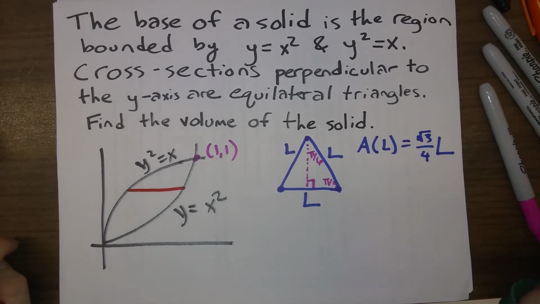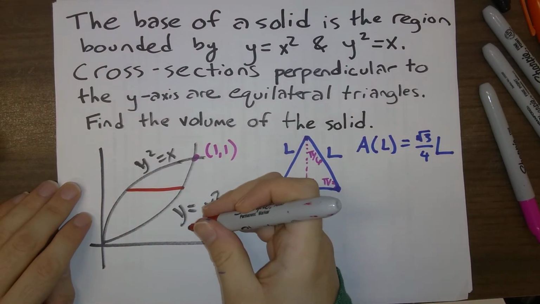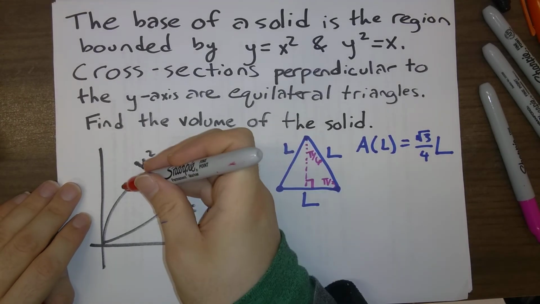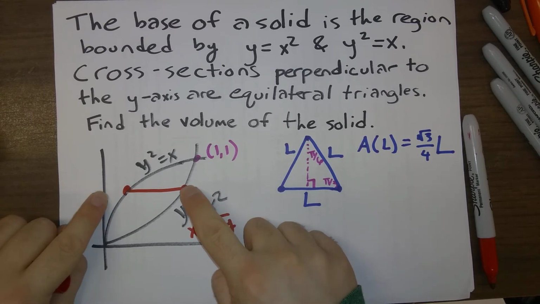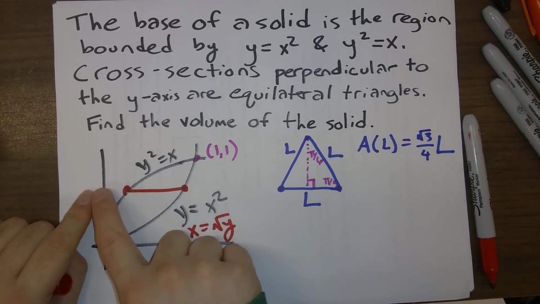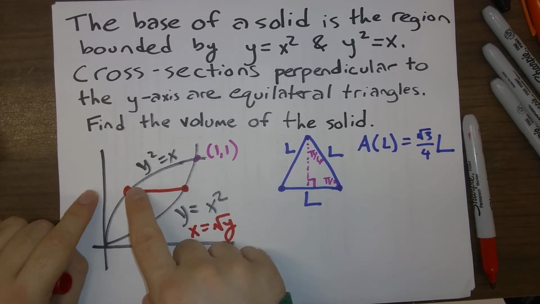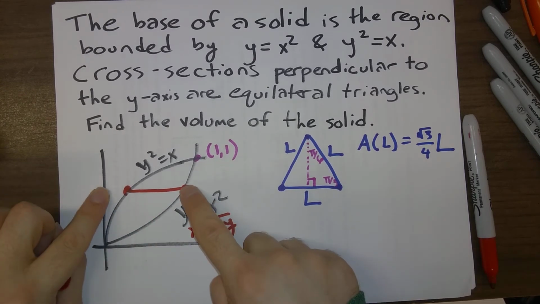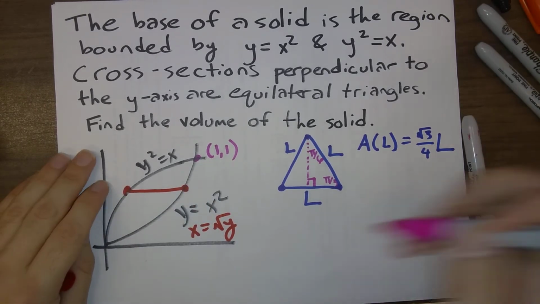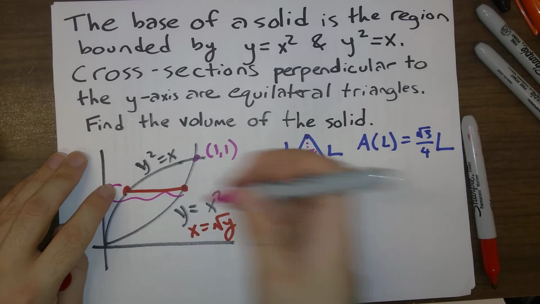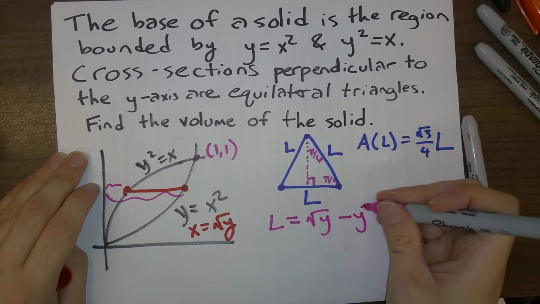Okay, so how do we do that? So y is equal to x squared. We could rewrite that as x is equal to the square root of y. And so in terms of what's going on here, this is from here to here. This is x equal to square root y for a fixed y value. But then from here to here, this is y squared in terms of a fixed y value. So what we're doing is square root y minus y squared. Our side length is this minus that, square root y minus y squared here.